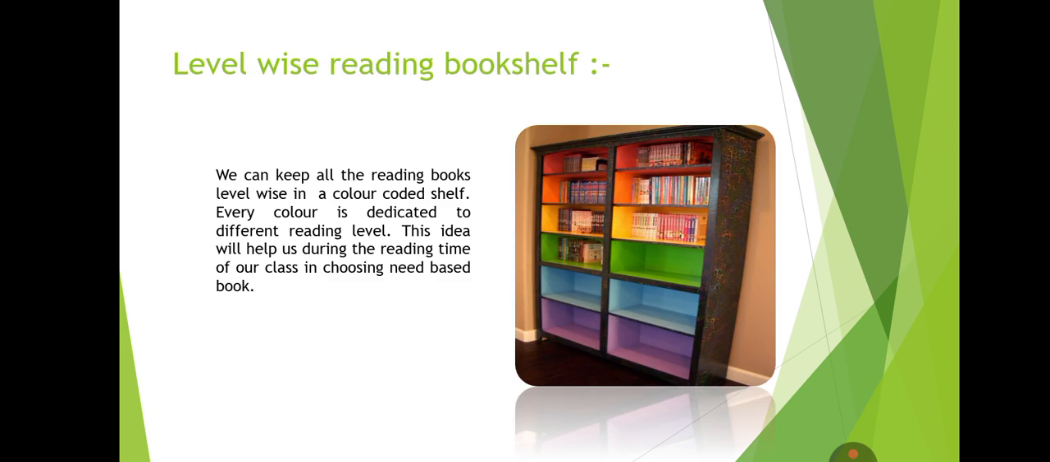And now the level-wise reading bookshelf. We can keep all the reading books level-wise in a color-coded shelf. We are mentioning color-coded because, as we know, at the ECCE level, children of around 8 years mostly get attracted by colors. That's why we are mentioning a color-coded shelf. Every color is dedicated to a different reading level. This idea will help us during the reading time of our class in choosing need-based books.